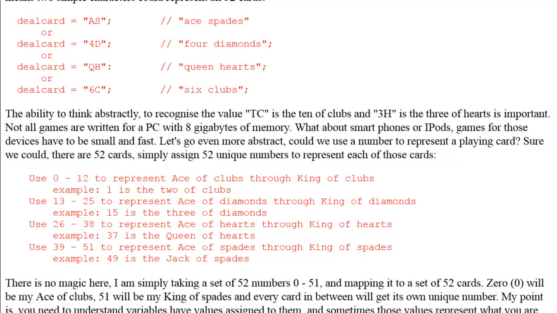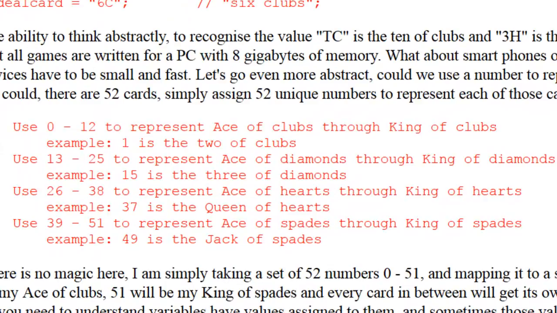Sure we could. There are 52 cards. Simply assign 52 unique numbers to represent each of those cards. Let's use 0 through 12 to represent the ace of clubs through the king of clubs. So in this example, 1 is the 2 of clubs. Use 13 through 25 to represent the ace of diamonds through the king of diamonds. So in this case, 15 could be the 3 of diamonds.